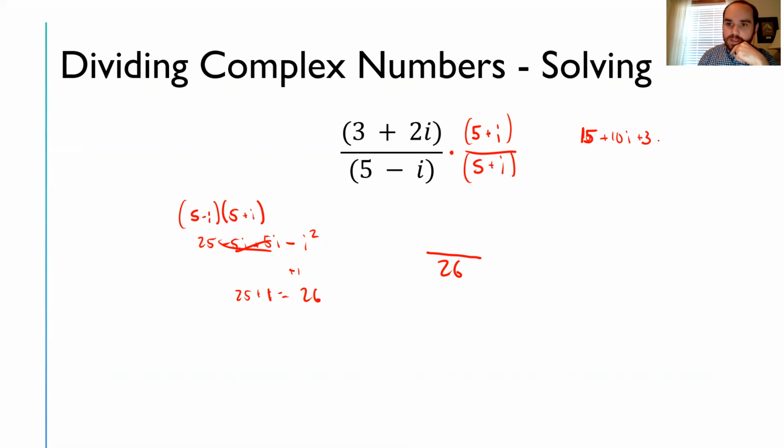Oh, let me move this. And then 2i times I is 2i squared. So when we simplify this out, this is 13i. This is the same as minus 2. So we'd have 15 plus 13i minus 2. That's 13 plus 13i. And that's our numerator.